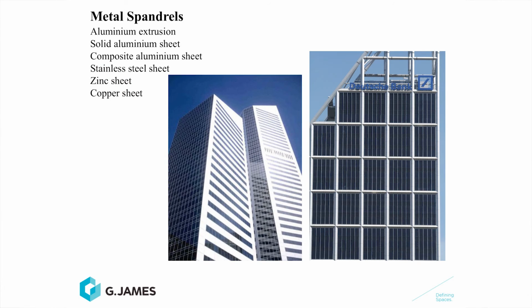Some other options for spandrel treatments include metal panels or solid spandrels rather than glass. There's many options out there. Aluminium extrusions could be used, solid aluminium sheet could be used, composite aluminium sheet could be used. Stainless steel, we've done on a few projects. Zinc sheeting is quite an interesting feature to put in a spandrel, and even copper sheet can be used.